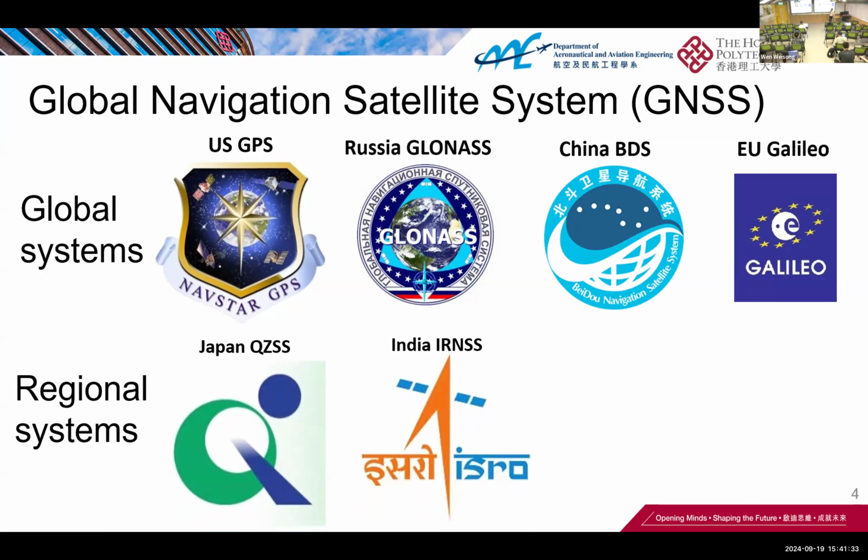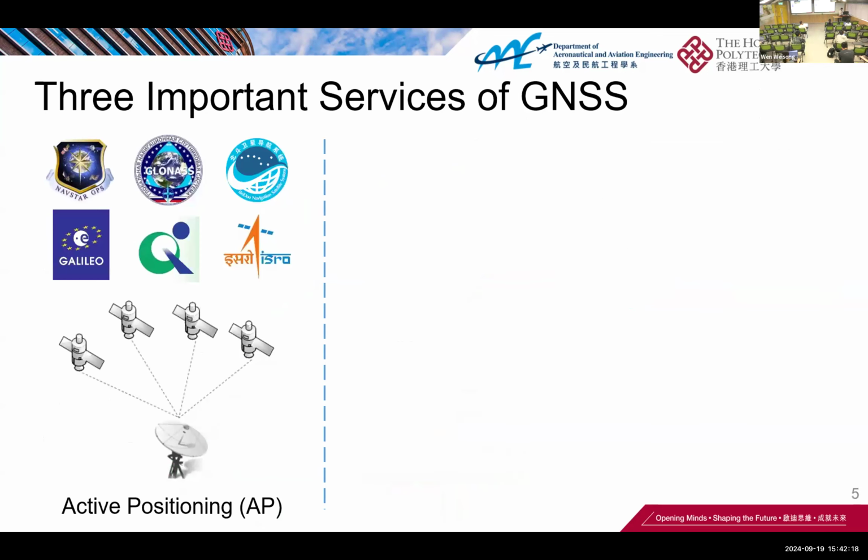It means as long as you have a smartphone or a receiver, you should be able to receive signals from anywhere in the world. That's why it is called a global system. The second row is regional systems. For example, one is specifically designed for Japan, because Japan is a quite small area nationally. The last one is from India, specifically designed for India. They can do some augmentation, for example combining satellites from GPS or BDS plus their own regional system to improve the accuracy of their positioning.